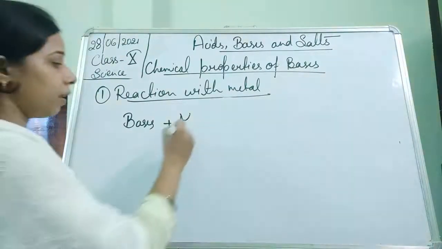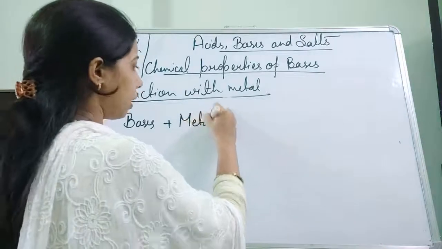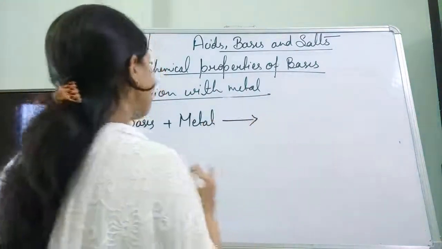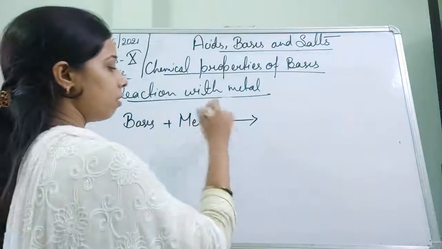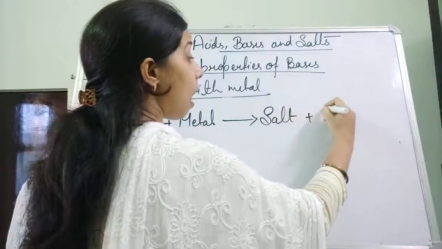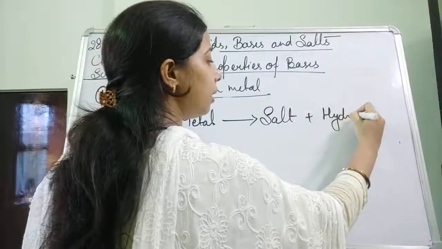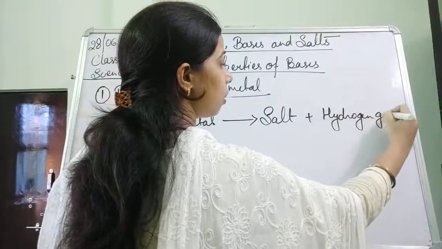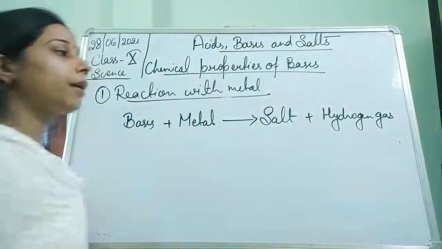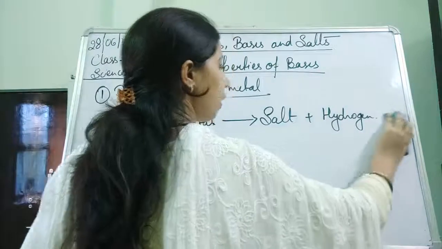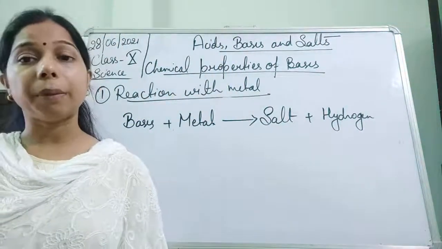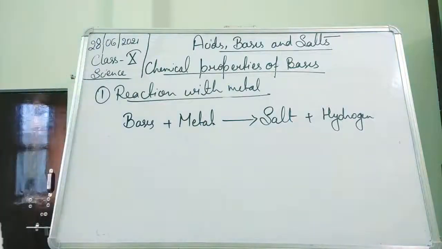When bases react with metals, there is the formation of a salt plus hydrogen gas. Instead of writing hydrogen gas, we can simply write hydrogen. So hydrogen gas is evolved along with the salt when bases react with metals.